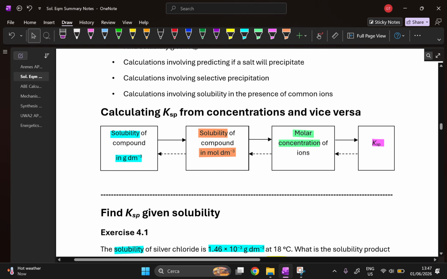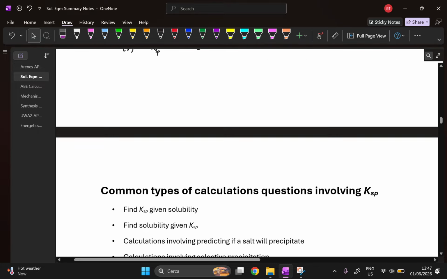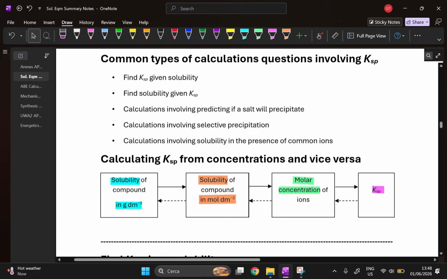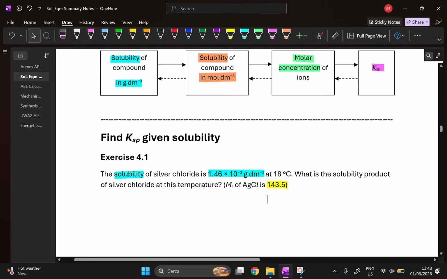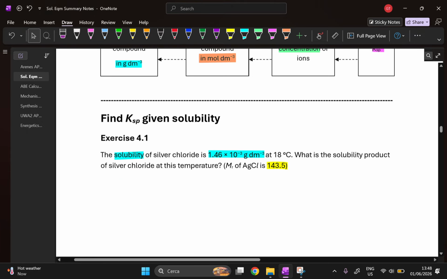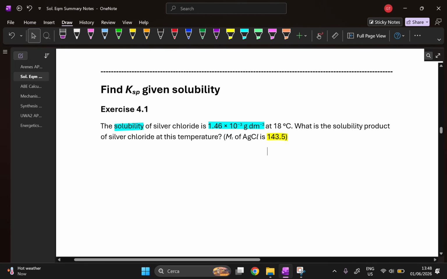And I've chosen to start the video here because I trust that you already know how to write the KSP expression. And if you don't, you can learn it more or less in 30 seconds just by reading the HCI lecture notes. So I don't think there's much to go through in that aspect, okay? So in order to find KSP given solubility, we need to be able to convert grams per dm cube to mole per dm cube. So in order to do this, we need to consider the MR of AgCl, which is given to us here at 143.5.